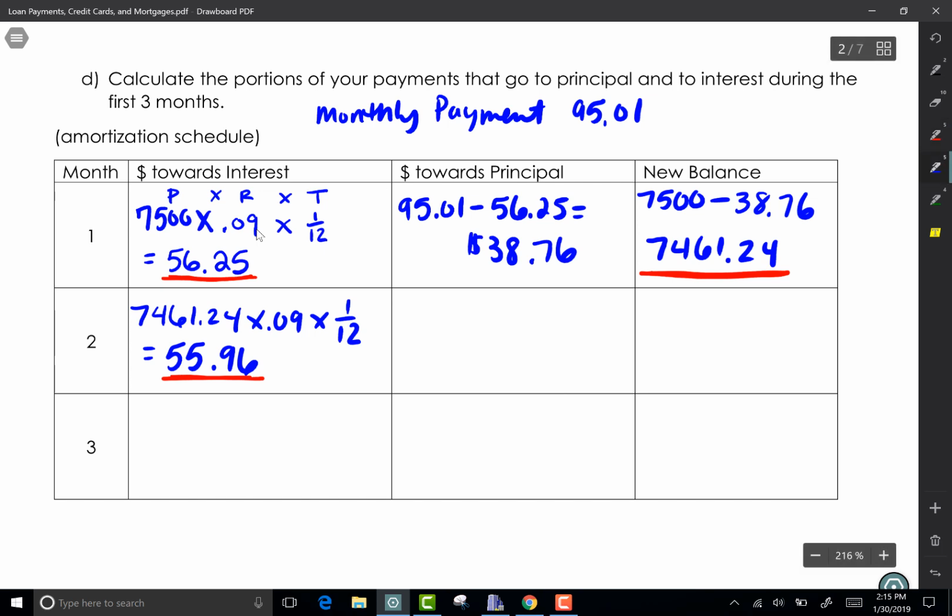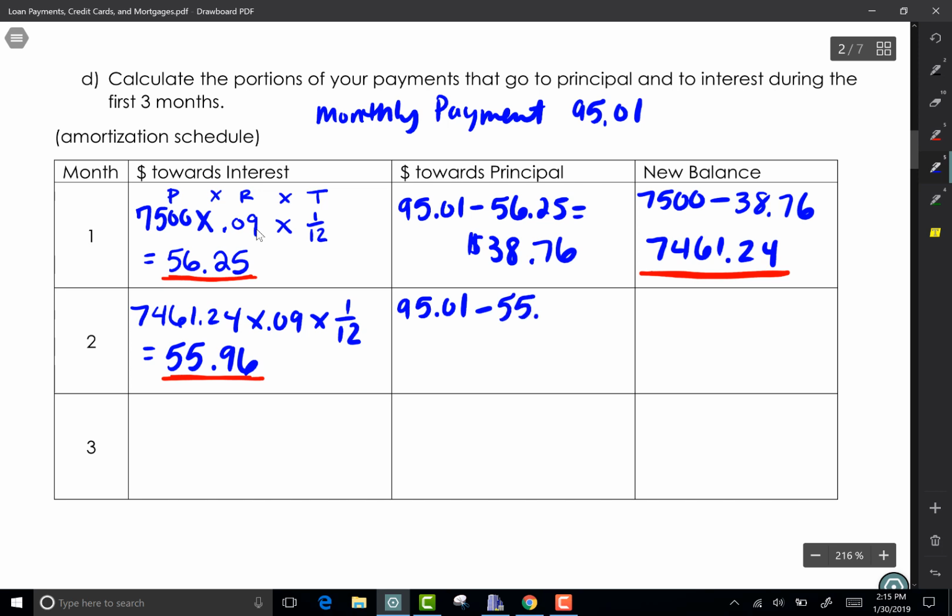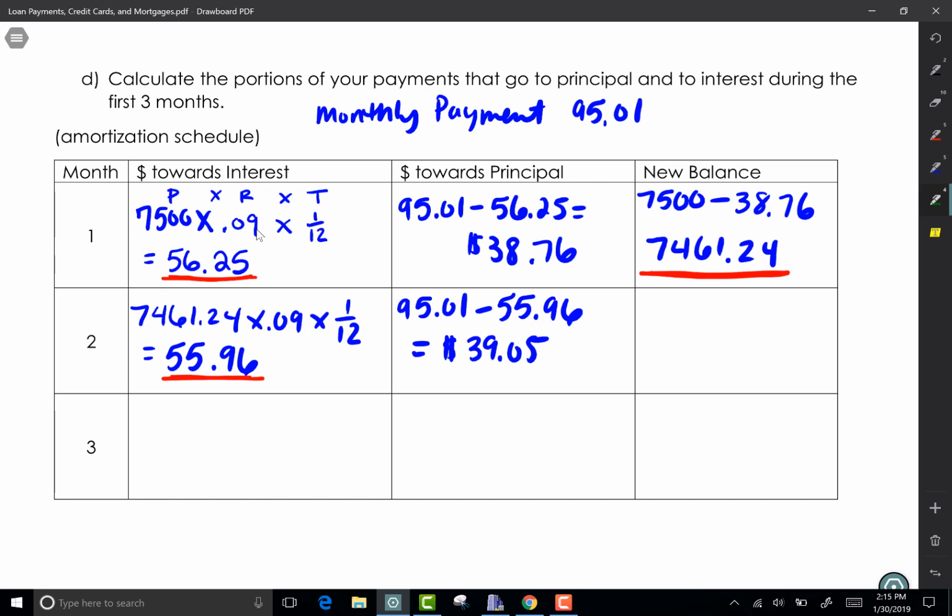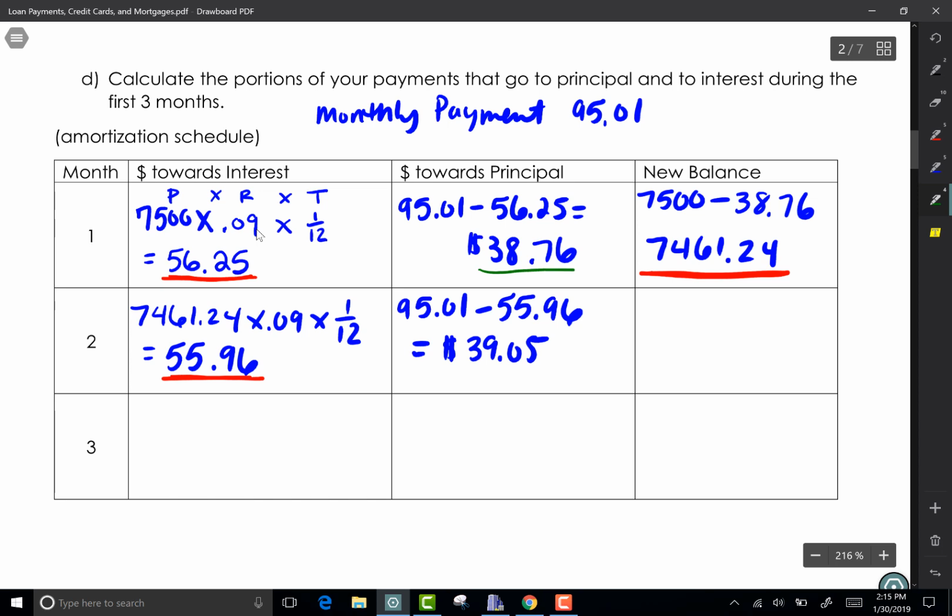So now to figure out how much goes towards the principal, if we have a monthly payment of $95.01, I'm going to subtract off what goes towards the interest, and whatever is left over is going to go towards the principal. So when I subtract that, I get $39.05. Notice that we said the interest is going down for each month, but then look, the amount that gets applied to the principal is going up now because we have less interest, which means we can pay more on the balance.